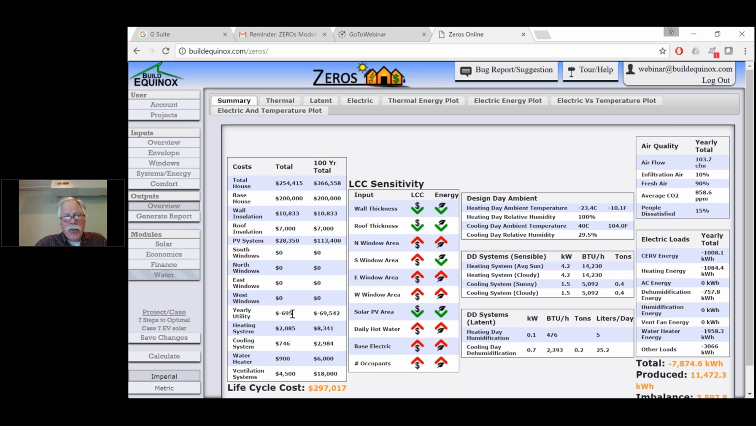typical of, say, about 30 miles of driving a day, and over the course of a year, 12,000 miles. For a 30 mile per gallon car, that would be about $700 of gasoline savings that are nice post-tax savings in your pocket. And over a course of 100 years, that would be about $70,000. You see the life cycle cost plummet because of adding this extra solar for your transportation.